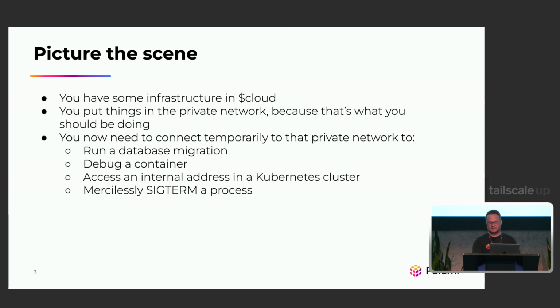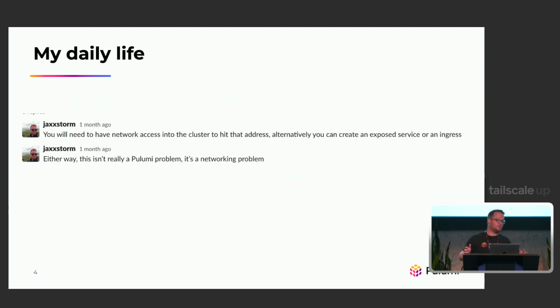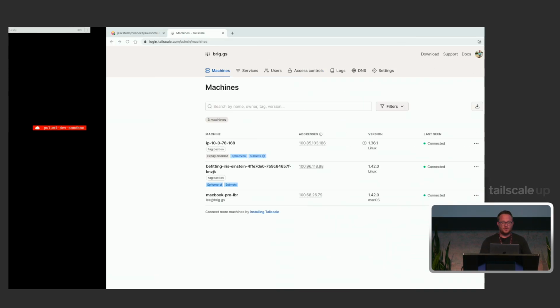So I got tired of saying, this is a network problem, not a Pulumi problem. And I built something that uses Pulumi's automation API to largely solve this problem. So what does this look like?